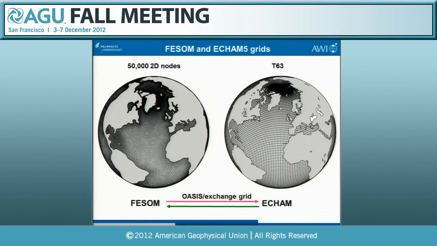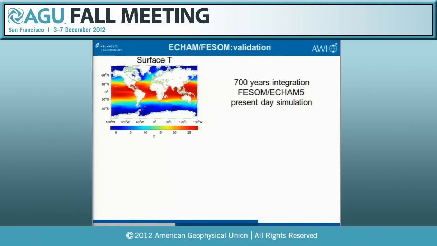And the technical difficulty was to couple these two meshes, which have totally different geometry, representation of coastlines and rules for flux definition. And the flux should be conserved in both components, no matter how you interpolate. And it was not really easy, and a lot of technical efforts we had to invest. But finally, the system was run. And here you see the sea surface temperature after a present-day 700 years simulation.